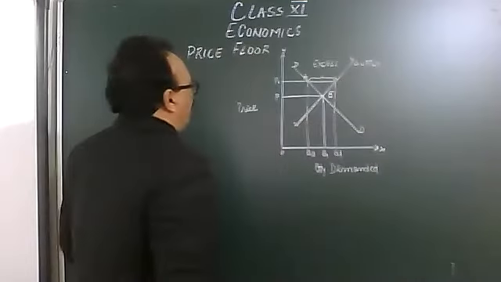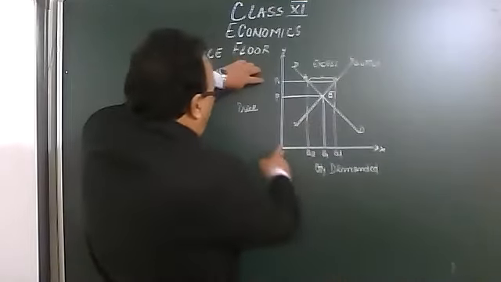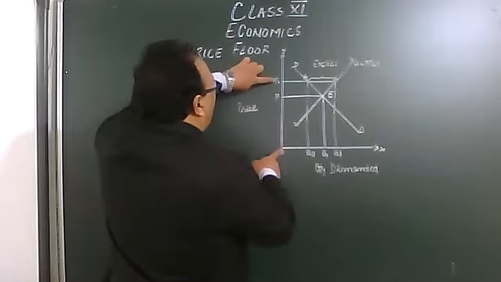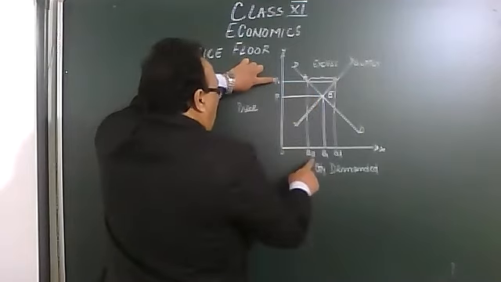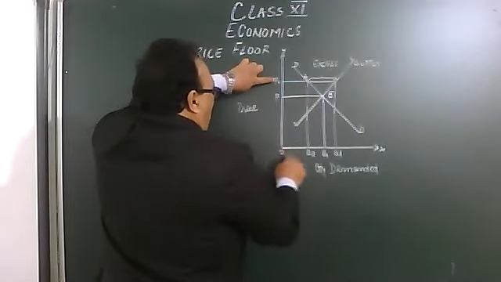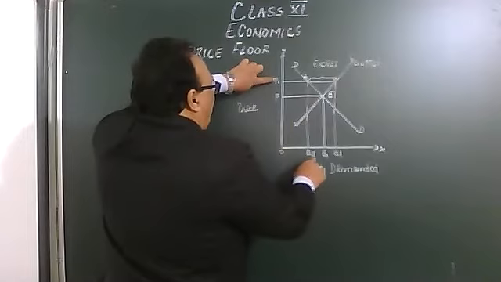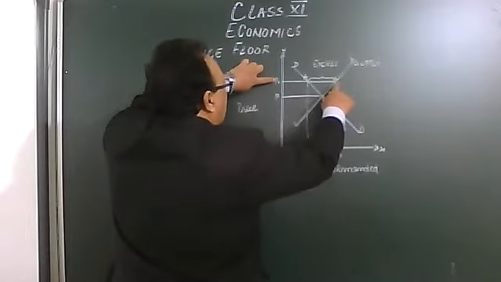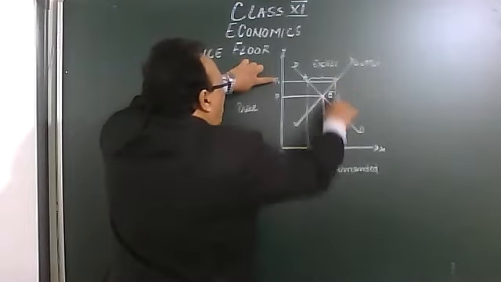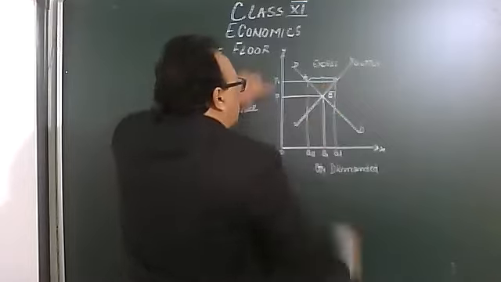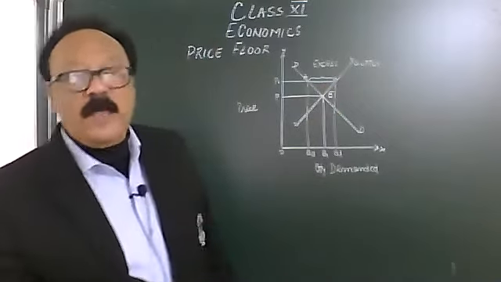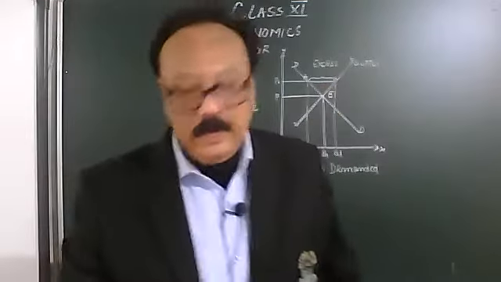Why? Because when a price is fixed at OP1, the demand is only OQ0, but the supply is OQ1 at this point. So this part, which is the extra part, is called the excess supply.